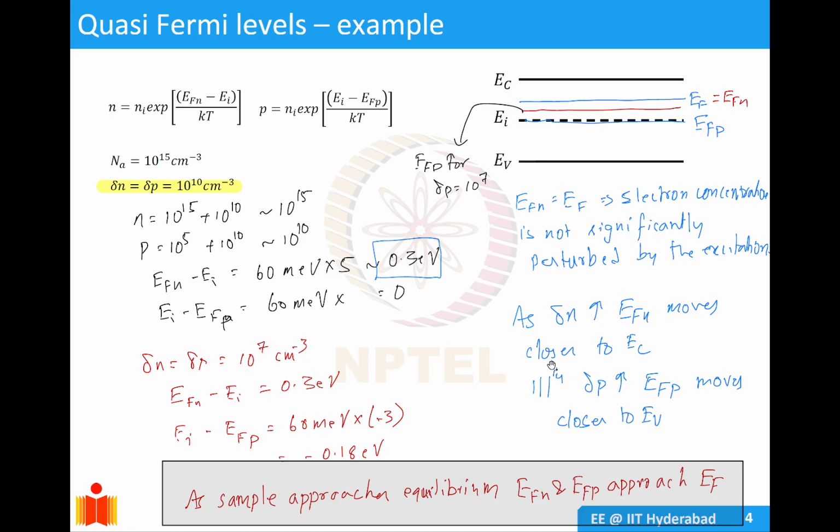So from this you can say that as delta N increases, EFN moves closer to EC. As delta P increases, EFP moves closer to EV. And as the sample approaches equilibrium, EFN and EFP approach EF.